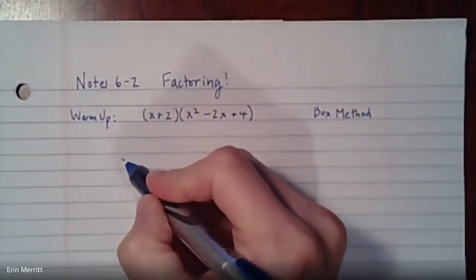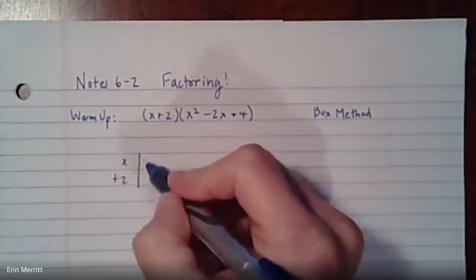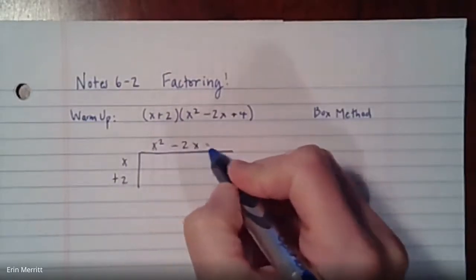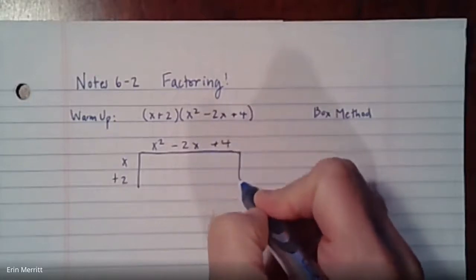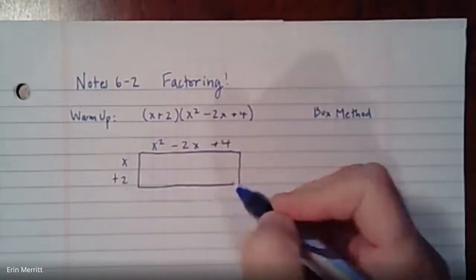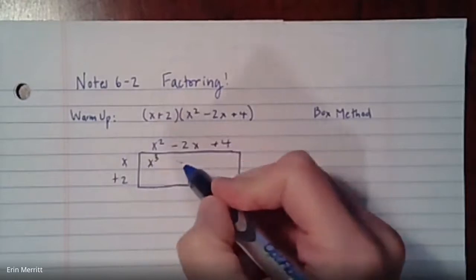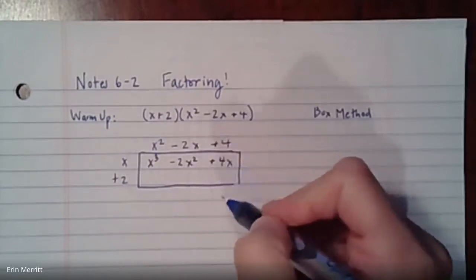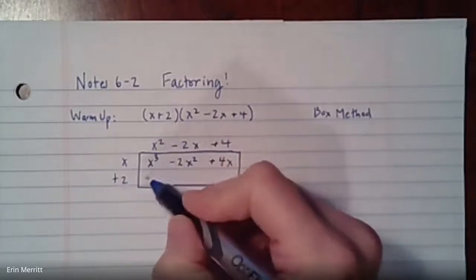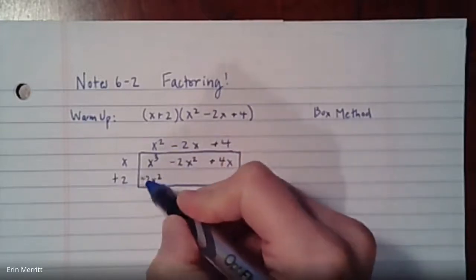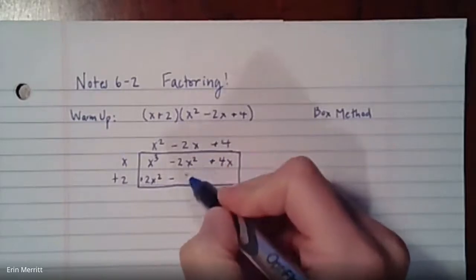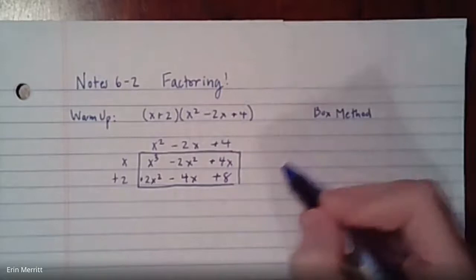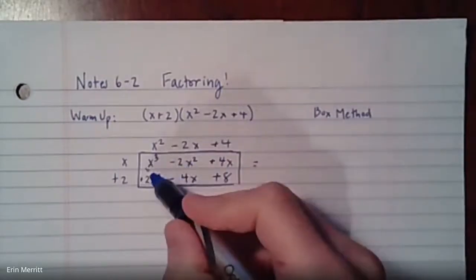So if I go over here, if I go x plus 2, and then give myself some space, x squared minus 2x plus 4, we can work our way all the way through this. So this would give me x cubed minus 2x squared and plus 4x. If I multiply everything here by the 2, I'm going to get 2x squared, positive there, minus 4x, and then plus 8.